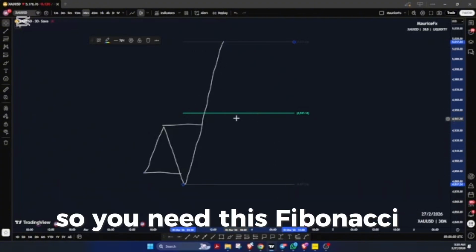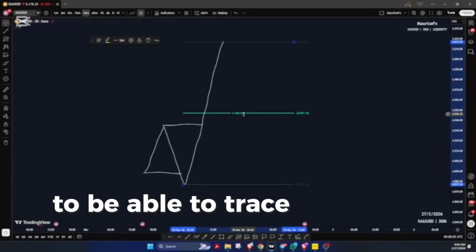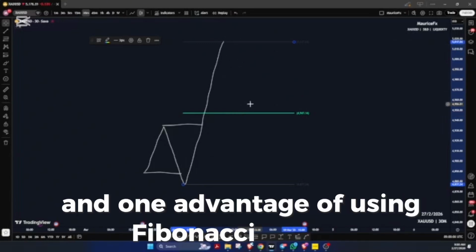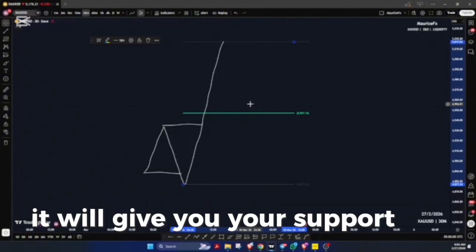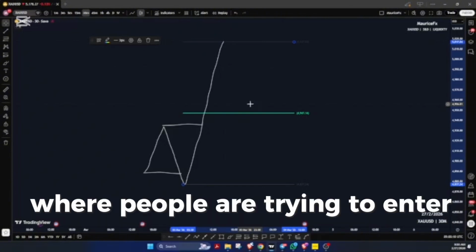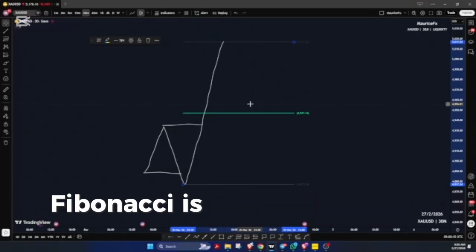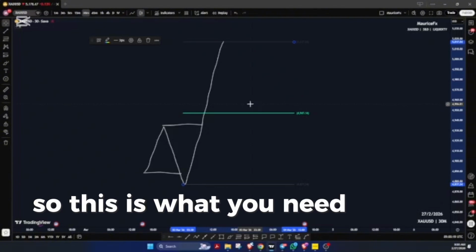So you need this Fibonacci to be able to trace where the market is likely to reverse from. And one advantage of using Fibonacci is what? It will give you your support area where people are trying to enter the market, what the market is actually trying to do. Fibonacci is everything to me, guys. So this is what you need.